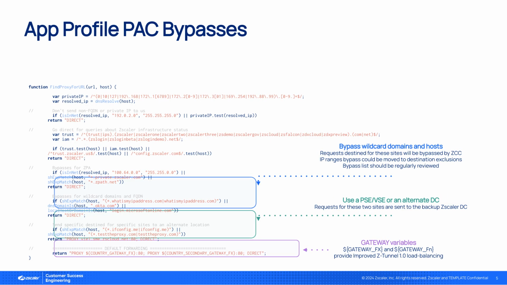Here, you can see an example syntax for the pack file domain bypasses we just talked about. In the first block, traffic to wildcards and domains listed are sent direct to the internet instead of being forwarded to the Zero Trust Exchange.